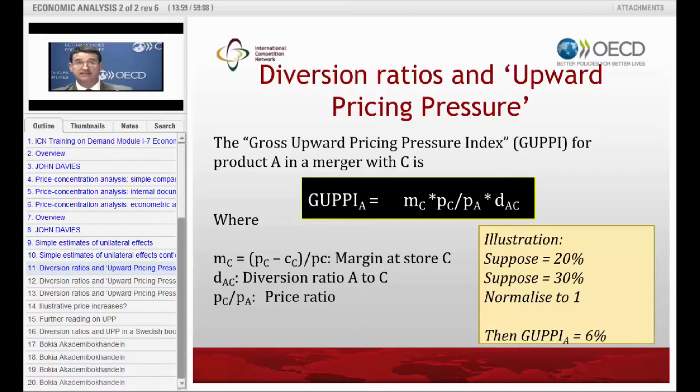So, for example, if prices at the two stores are the same, and we have a margin at C of 20%, and we find that 30% of customers leaving A because of price rises go to C, as opposed to going to other stores, we get a GUPI of 6%. A higher GUPI indicates stronger unilateral effects, because firm A would stand to gain more from a unilateral post-merger price increase. Note that the diversion ratio measures only the proportion of those customers leaving A that go to C. It does not have to take any account of how many of those customers stay at A, even if the prices rise. It is a proportion of those customers leaving.